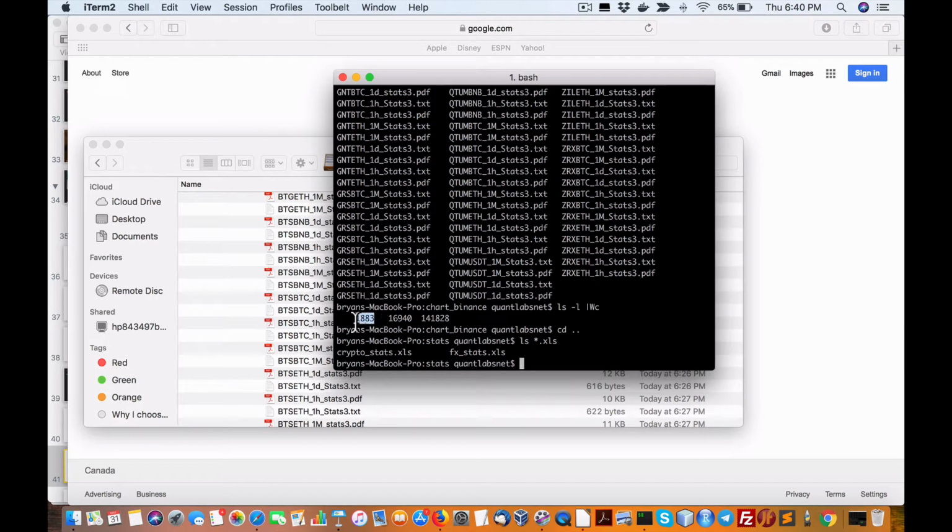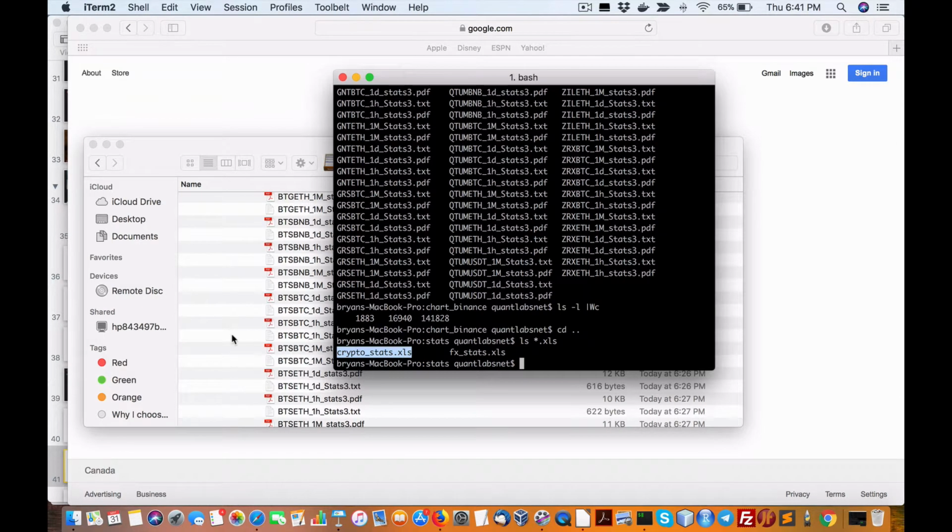So again, it's 1,883 files that are generated, half PDF for the chart and the other half for the descriptive stats. On top of it, it will generate a ranking Excel file. There's 315 currency pairs in here. So it kind of works out, but it's very diverse.